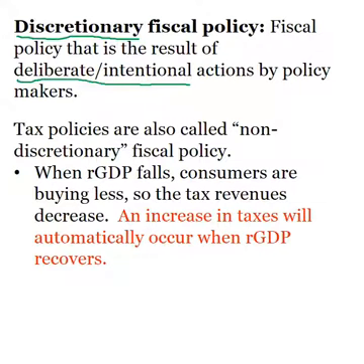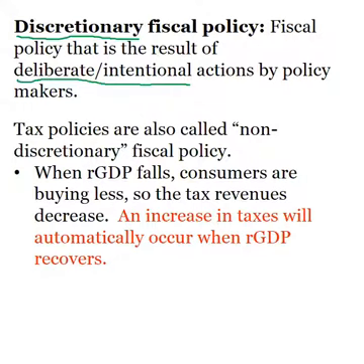Taxes might still be 5%, but if the economy is in a recession and consumers are buying less, tax revenues are going to decrease automatically, and that was not discretionary. No one did that on purpose. When the economy starts to turn around and recover, tax revenue will automatically go up. But again, no laws were changed, no decisions were made, so that was non-discretionary.